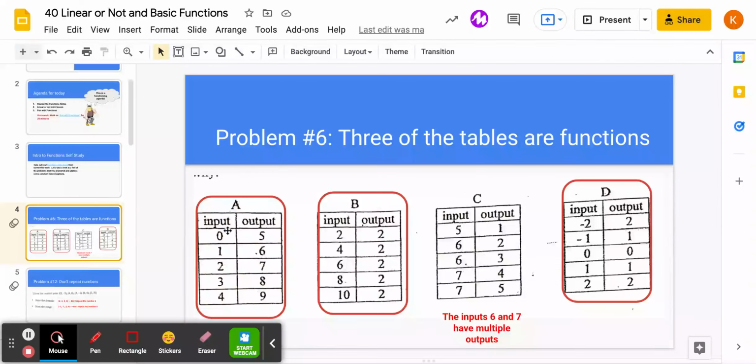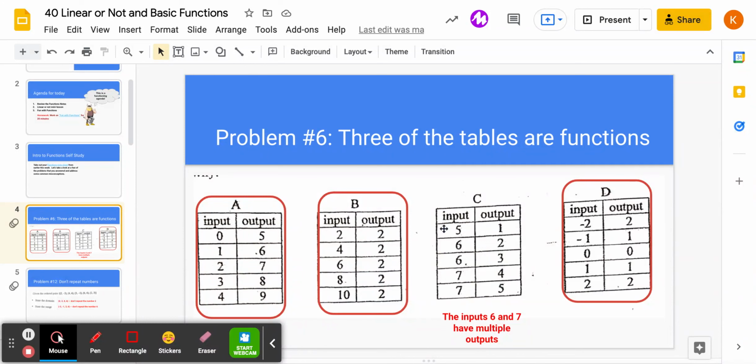If the inputs are not repeating, then most likely we're going to have a function. So if we see here inputs 0, 1, 2, 3, 4, nothing repeats in the input, that's going to be a function. Second one, 2, 4, 6, 8, 10, nothing repeats in the input. That would make it a function. Similarly, D is the same thing, nothing repeats, so that would be a function.